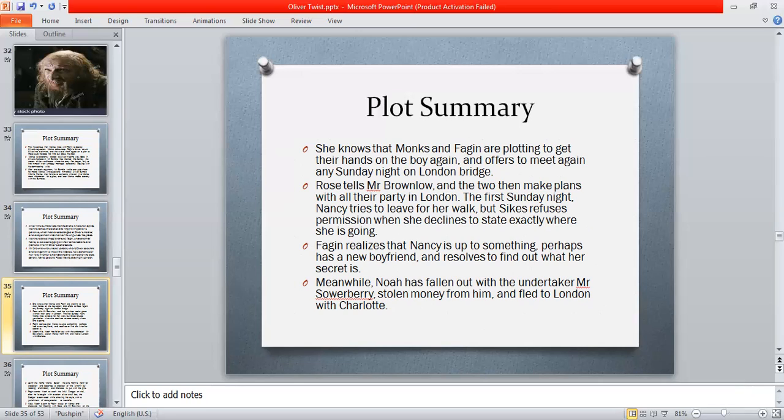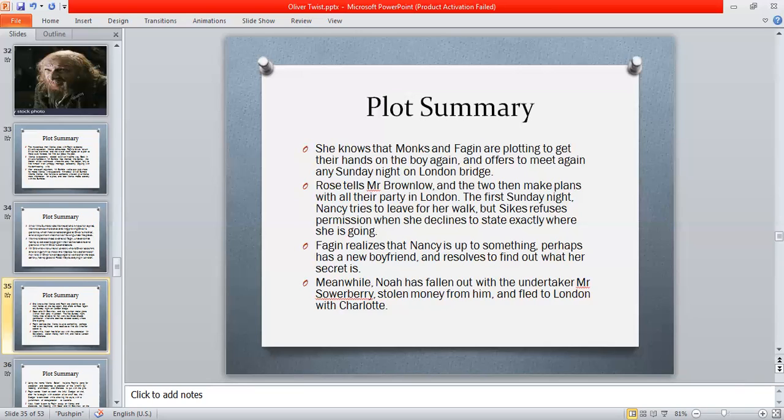The first Sunday night, Nancy tries to leave for her walk, but Sykes refuses permission when she declines to state exactly where she is going. Nancy refuses to tell about her destination. Fagin realizes that Nancy is up to something against the wish of the gang. Perhaps she has a new boyfriend, and he resolves to find out what her secret is.